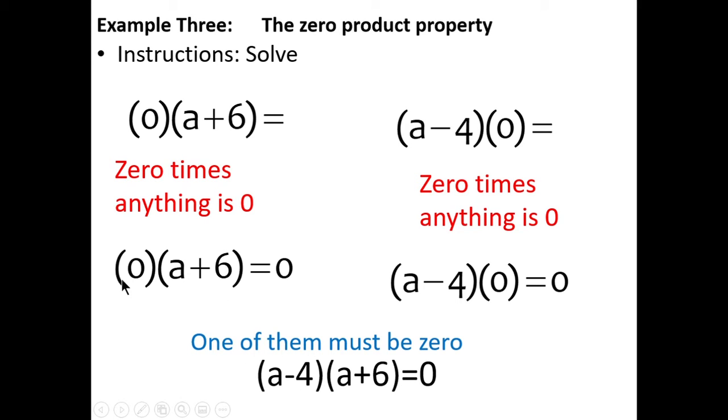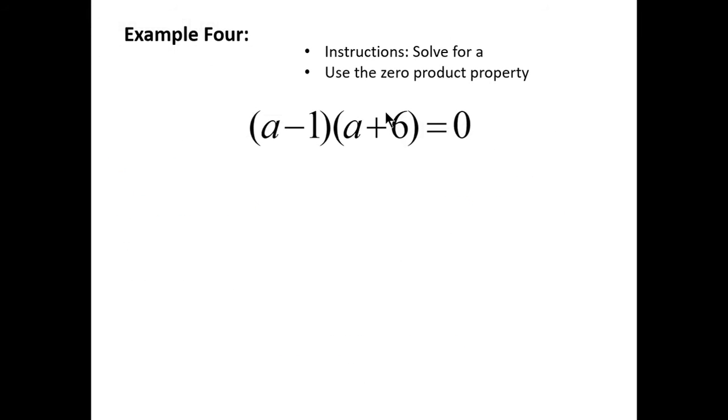Well, if you know that one of the things you're multiplying is 0, then you know your answer is 0. But also, with the zero product property, if you know that your answer is 0, then you know that one of the two things you multiplied together had to have been 0. You don't know which one, but you know one of these two things had to have been 0, or you could not have multiplied them together and got to 0. All right, let's look at another example here of the zero product property.